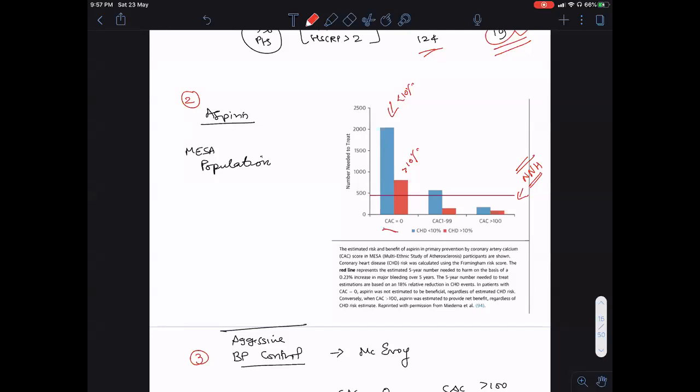So as we can see, when the CAC is 0, even if you treat these patients with a significantly high Framingham risk score, the number needed to treat was very high, close to almost 1,000, which reached the number needed to harm line. However, when we look at patients whose coronary artery calcium is more than 100, the number needed to treat was hardly about 50 or 60 in patients with less than 10% as well as more than 10%. Of course, these will be called into question considering we have newer evidence on aspirin, but just something interesting to see.